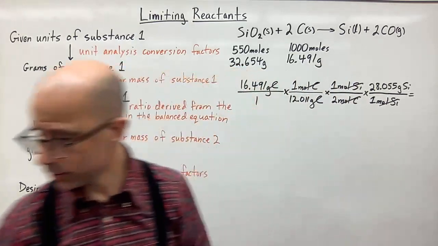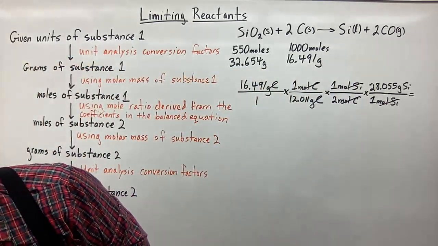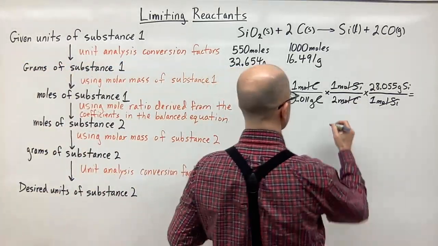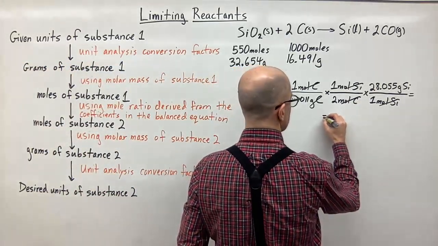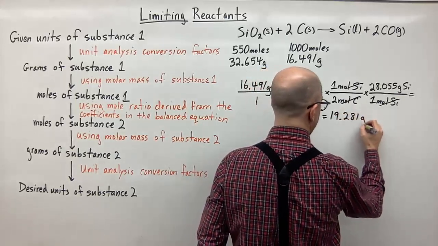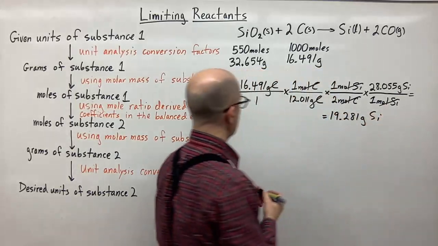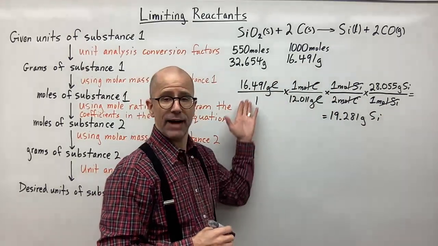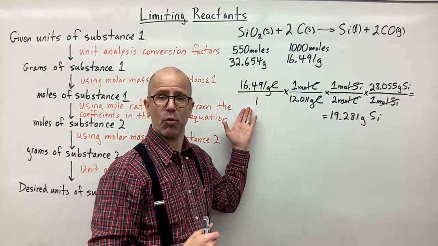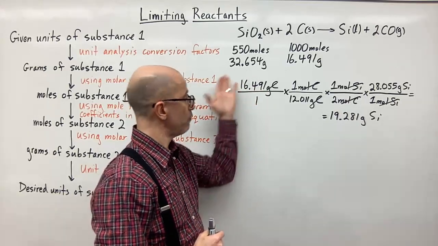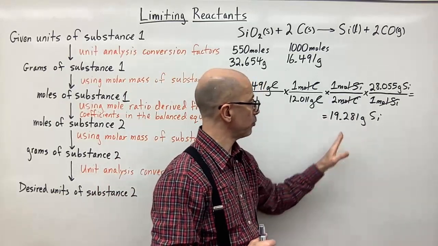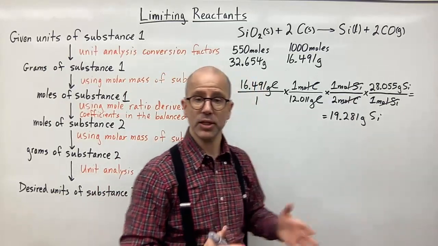And so when I calculate the amount of grams of silicon, I get 19.281 grams of silicon. So again, if I react all of this carbon, 16.491 grams of carbon, if all of this reacts, then this will give me 19.281 grams of silicon.